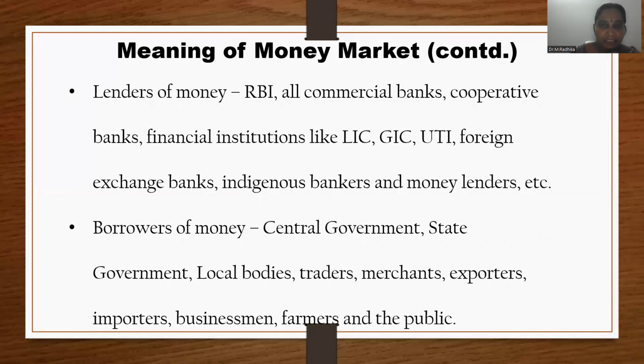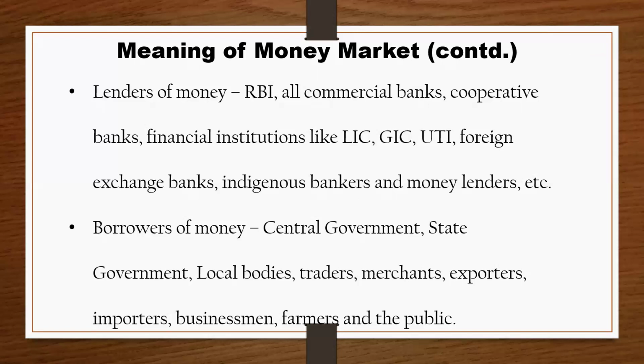Here, based on the geographical locations, we can name the money market. For example, the London money market, New York market, as well as Bombay money market. Here, we have a dichotomy in the money market. That is, there is an organized sector as well as an unorganized sector. The organized sector includes banks, whereas the unorganized sector includes indigenous bankers, moneylenders, etc.